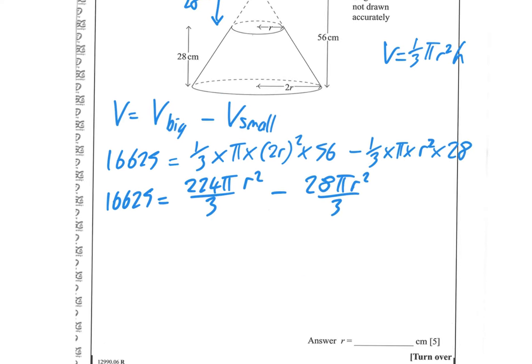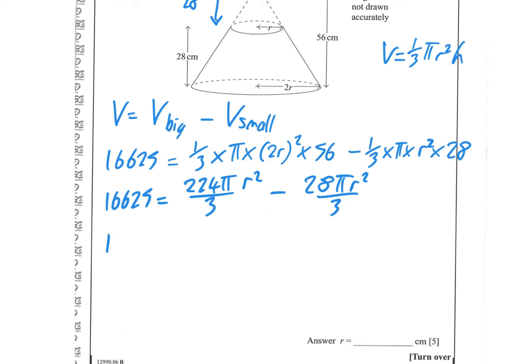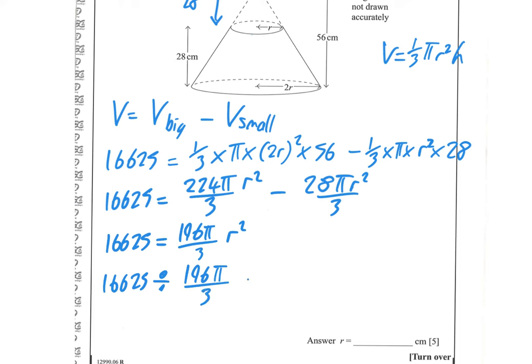I'm going to run out of space here, I think. That works out as 16625 is equal to 196 pi over 3 times r squared, which means 16625 divided by, calculator exam, don't have to, just use your fraction button here, don't have to do any fancy working out, is equal to r squared.